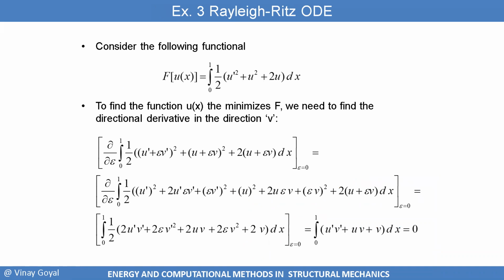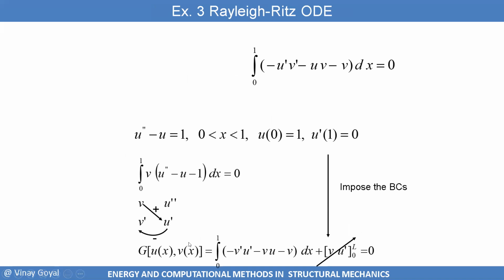The next example is a functional that's given to you. This is a functional 1/2 u prime squared plus u squared plus 2u. And the idea is to find, let's figure out what the strong form of this is. So what is a function u that minimizes f? I did it here quickly, but I'm not going to spend time on that.